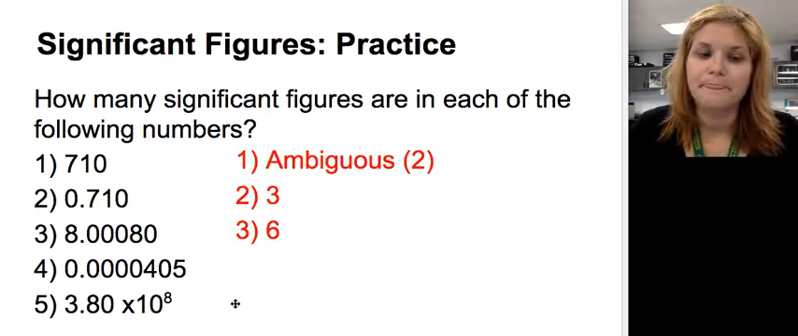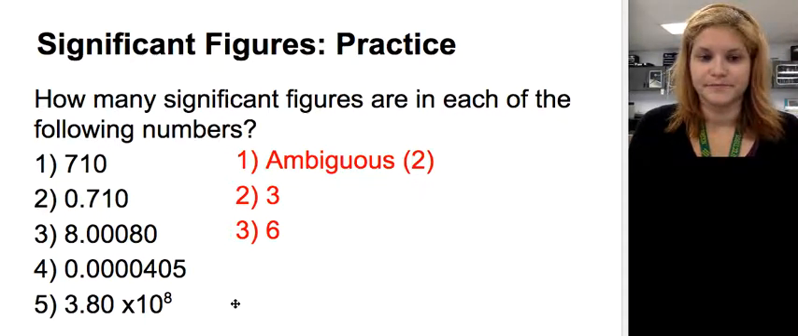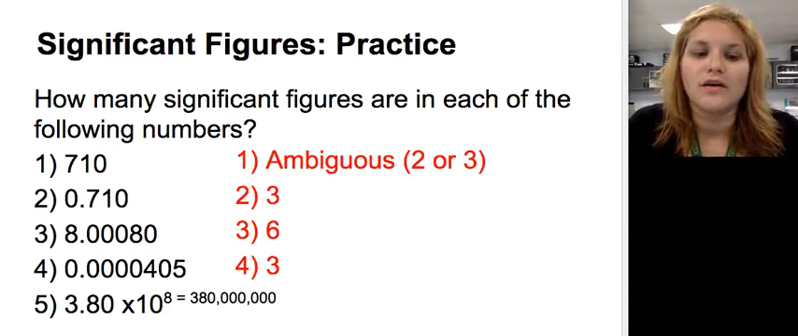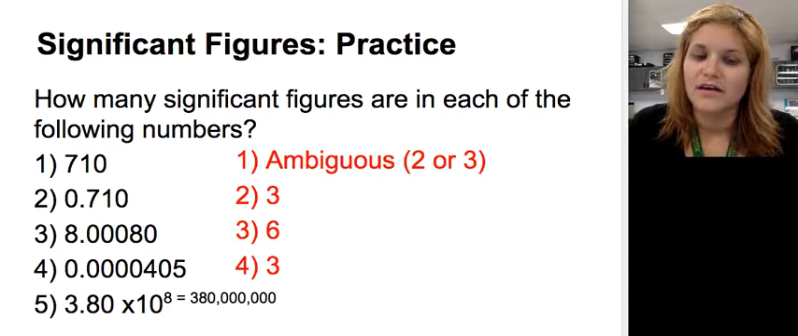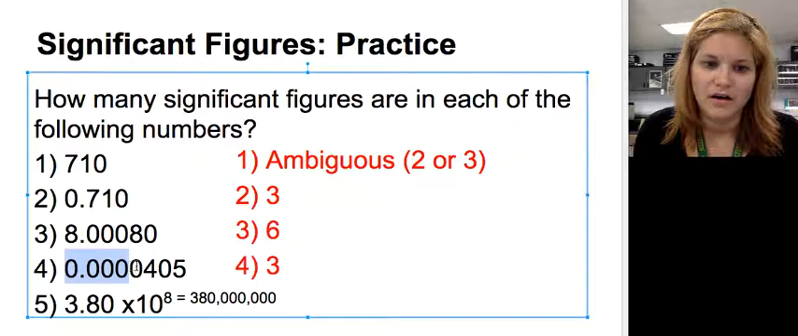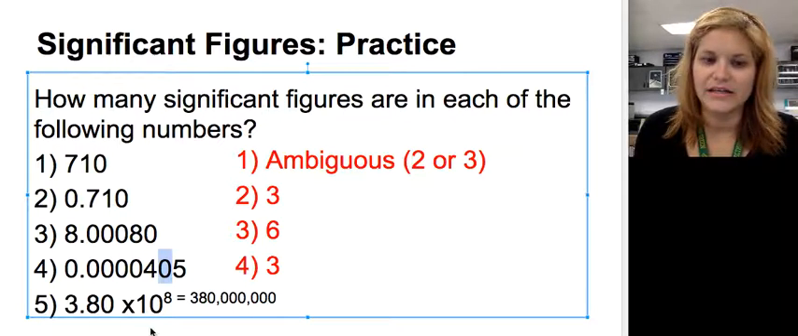Number 4, how many in there? The correct answer is 3. None of the leading zeros count, so all of these are insignificant. The 4 and the 5 are both significant, and then this 0 is sandwiched, so it is significant. So it's just these 3.